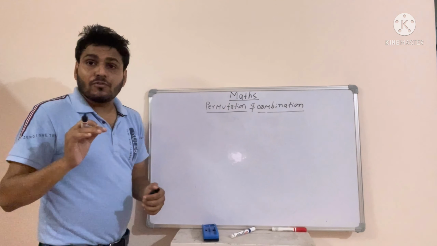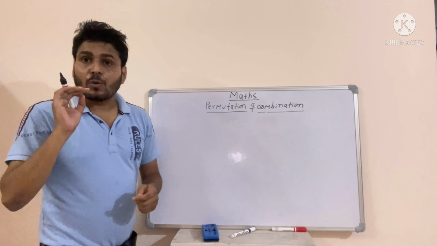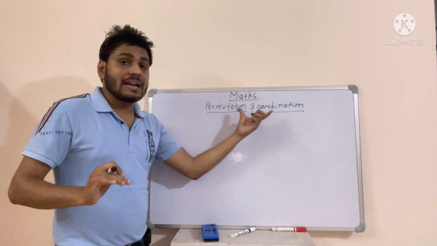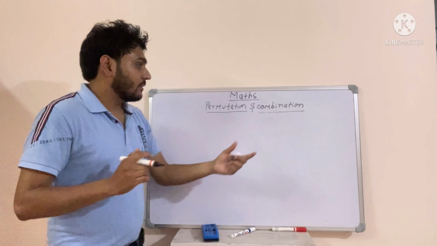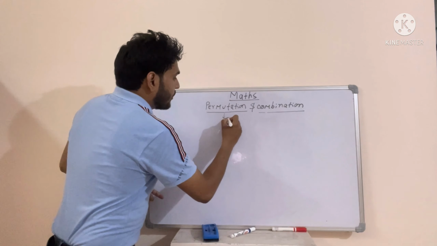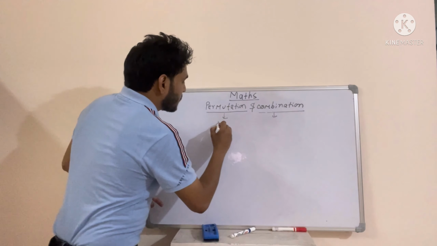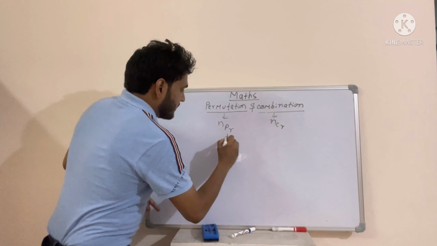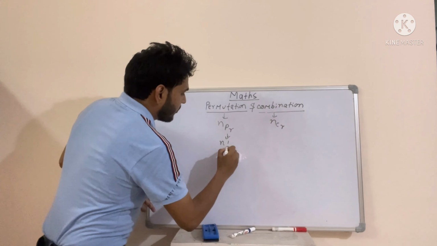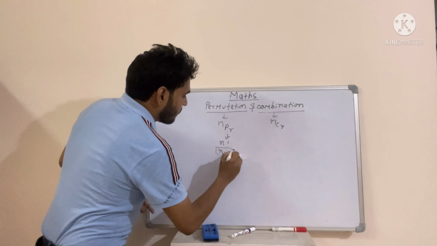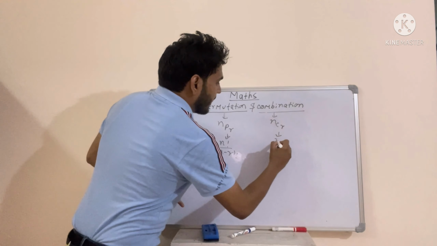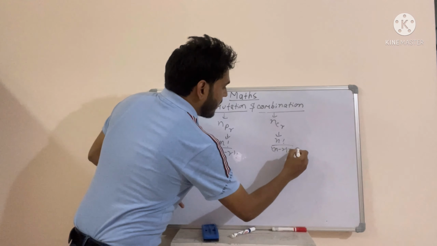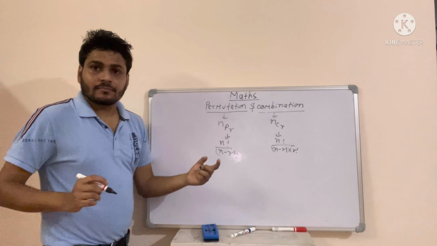Now I will give you some notes and properties by which all the sums of permutation and combination will be solved. In this permutation and in this combination I have taught you nPr and nCr. This means n factorial by n minus r factorial, and this means n factorial by n minus r factorial into r factorial, right?